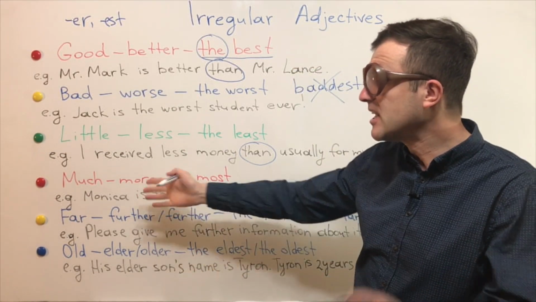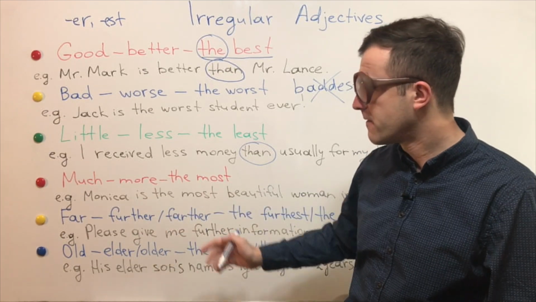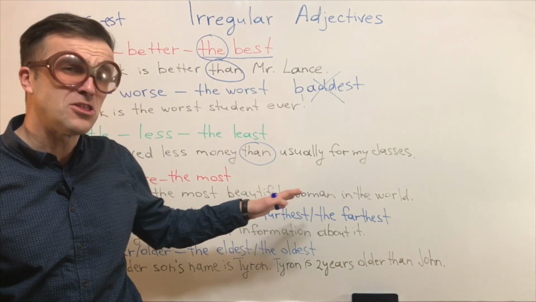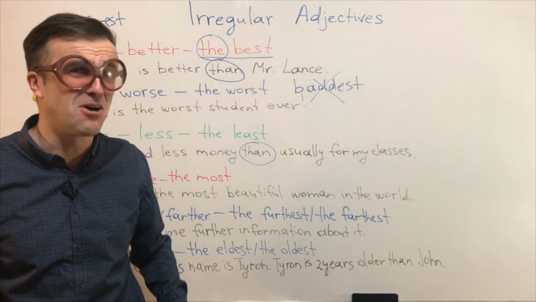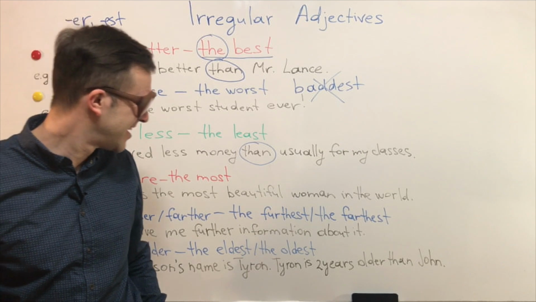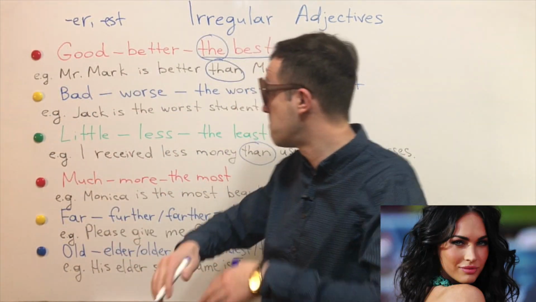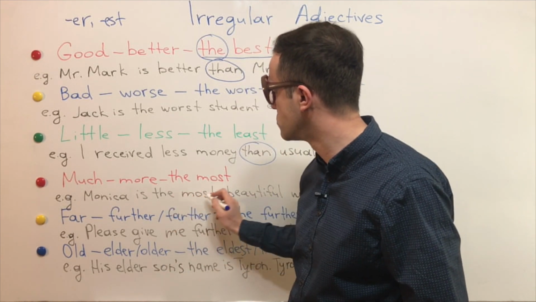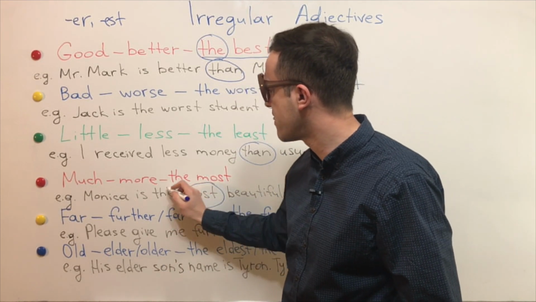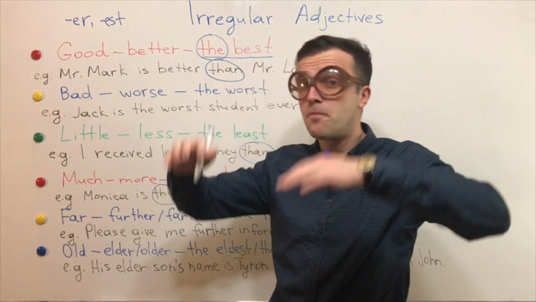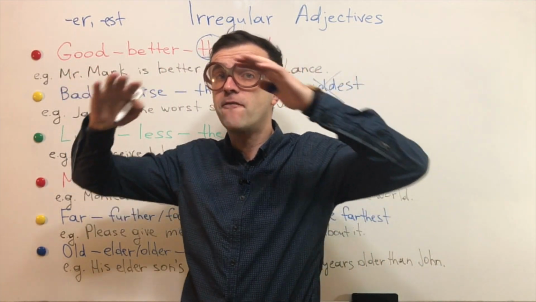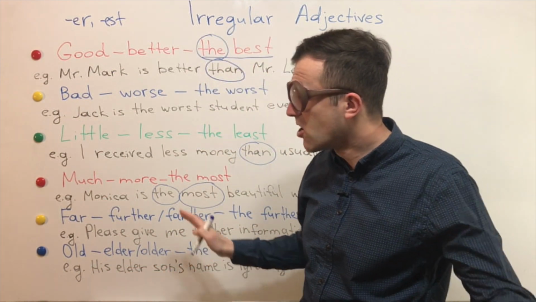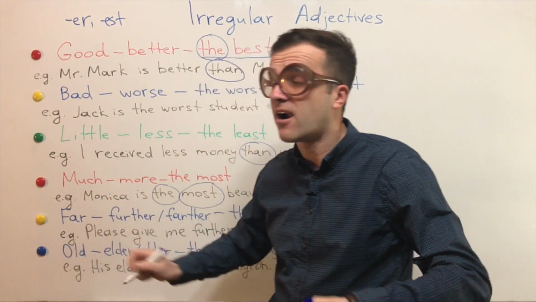Okay, so the next one is much. Much is opposite to little. Much, more, the most. So you compare more and the most. And look at this example. Monica is the most beautiful woman in the world. She thinks so, I guess. So the most beautiful woman. Here we have most, the superlative degree of comparison.